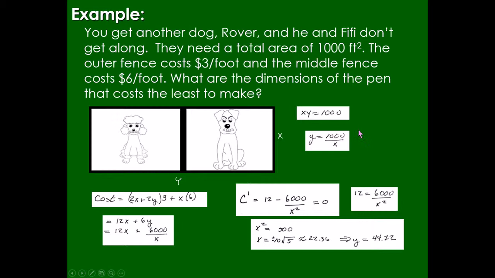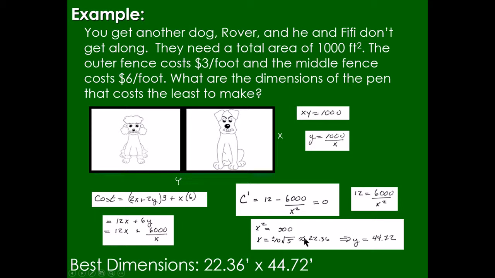Plugging that back in over here to get my Y. My Y is 44.72. What were they asking me? Oh, thank goodness, the dimensions. So all I need to do is come up with the dimensions, and my dimensions are here. So the best dimensions would be 22.36 feet by 44.72 feet.